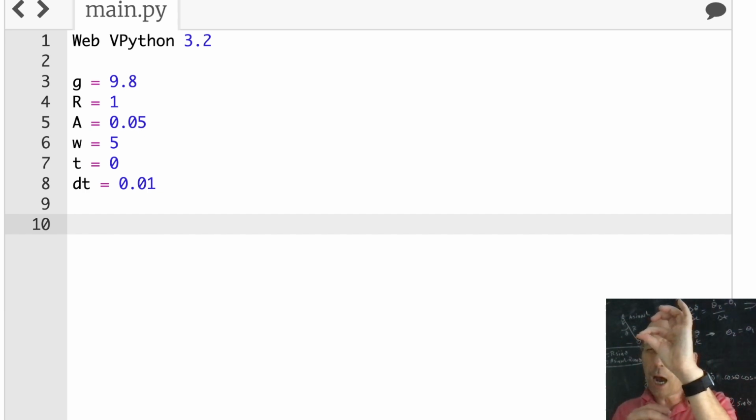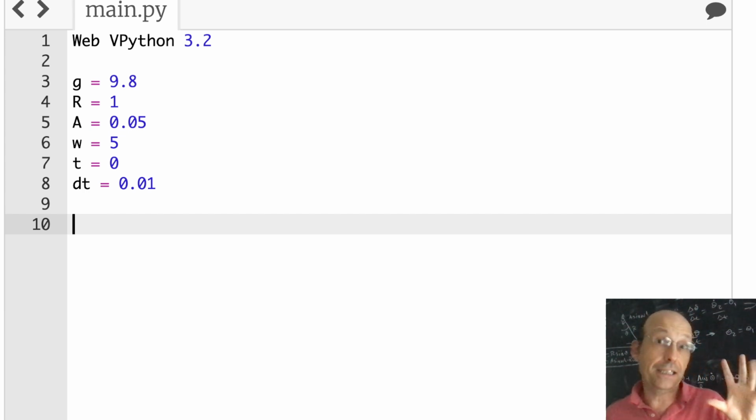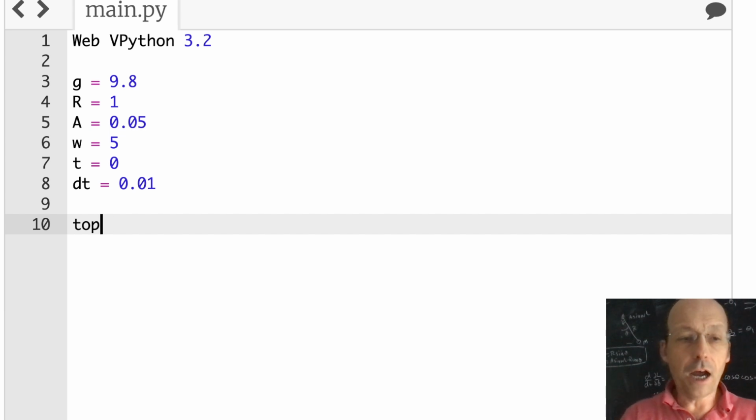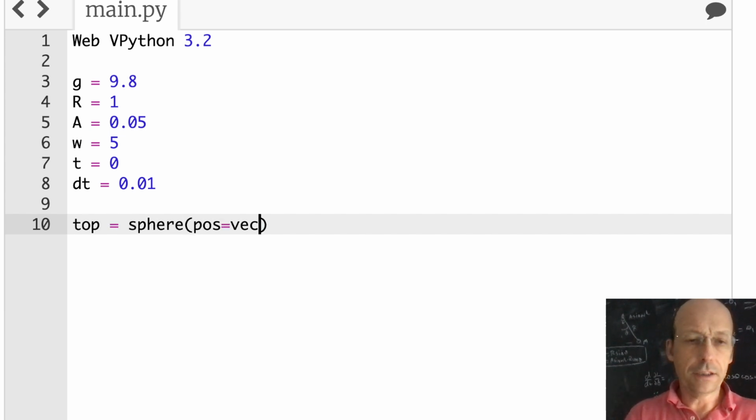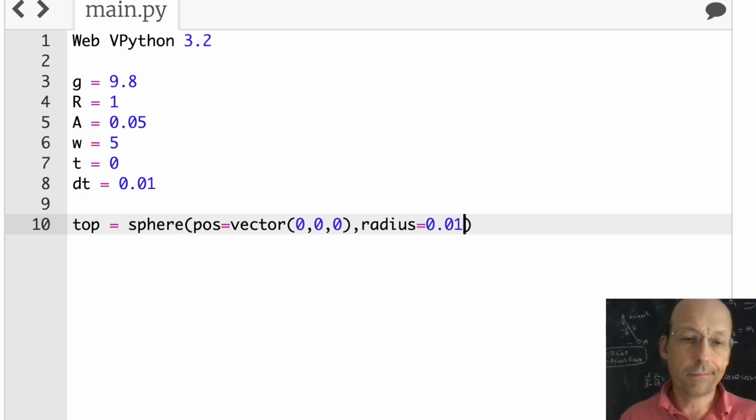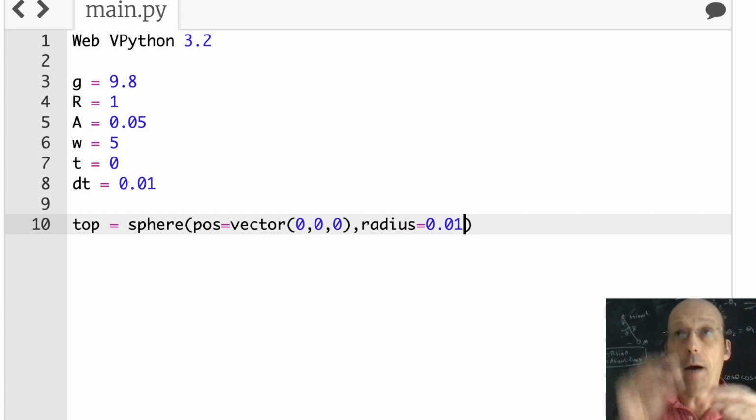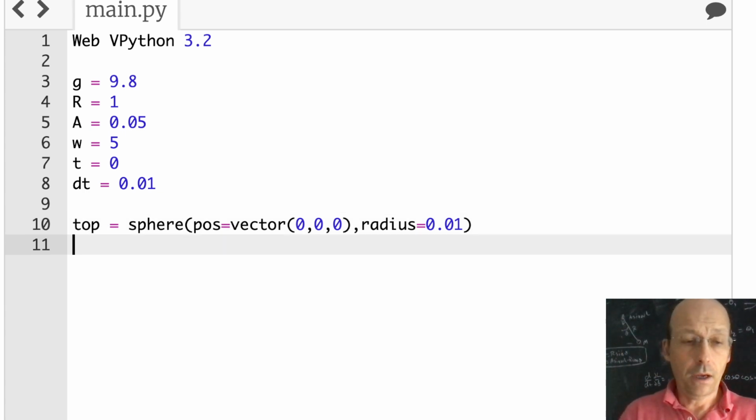Okay, I'm going to make 3 objects. I'm going to make a top oscillating mass, and then I'm going to make my hanging mass, and then I'm going to make my stick. So let's just call that top a mass. It's a sphere. It has a position of, let's just put it at the origin, and the radius is going to be equal to 0.01. Let's just make it like that. And let's just go ahead and animate the top.